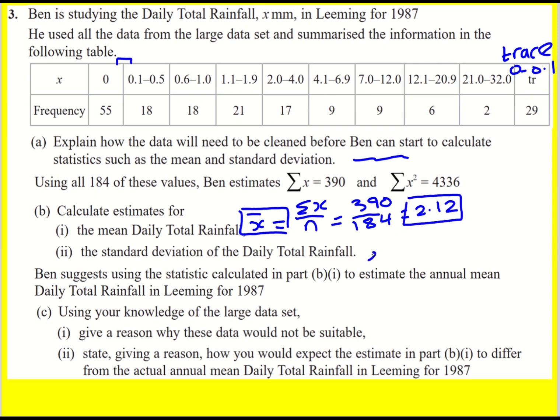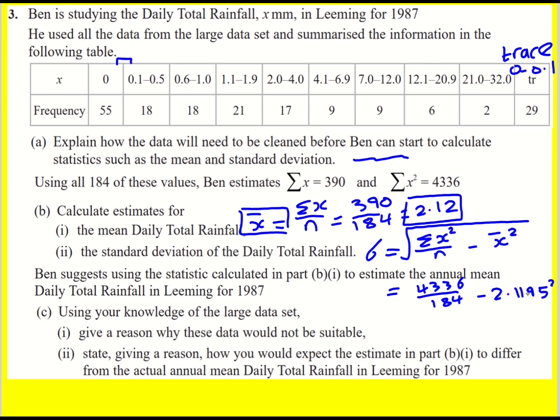And the standard deviation is the mean of the squares. So it's the sum of x squared over n minus the square of the mean. So 4336 over 184 minus this mean that we just found, but use the non-rounded version. It's actually 2.1195. Okay, round it after 5. Square rooted, and this becomes 4.37.